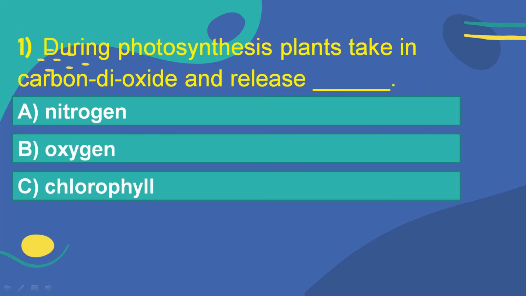The first question is, during photosynthesis plants take in carbon dioxide and release dash. Option A, nitrogen. Option B, oxygen. Option C, chlorophyll. Think of the answer. Your time starts now. 5, 4, 3, 2, 1, 0.